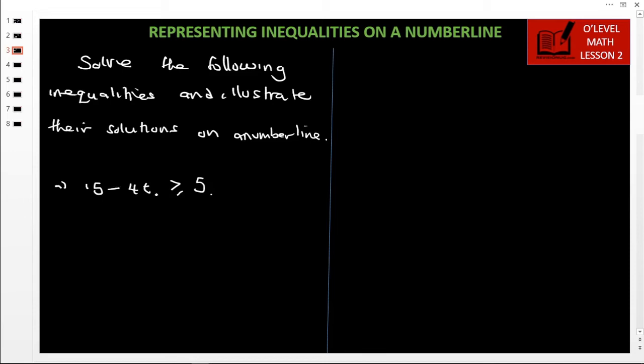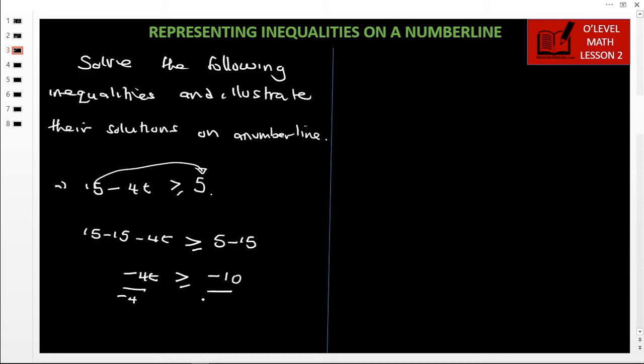So we are going to collect like terms. We are going to take this 15 this way. So this 15 has to come here. So it is now 15 minus 4t, not plus, because when you add this one, it's going to become a third, and our aim is to make this one 0, so to go back where it came from. So greater or equal to 5, minus 15, then what are we having? Negative 4t is greater or equal to negative what? Negative 10. Then we divide by negative 4, divide by negative 4.